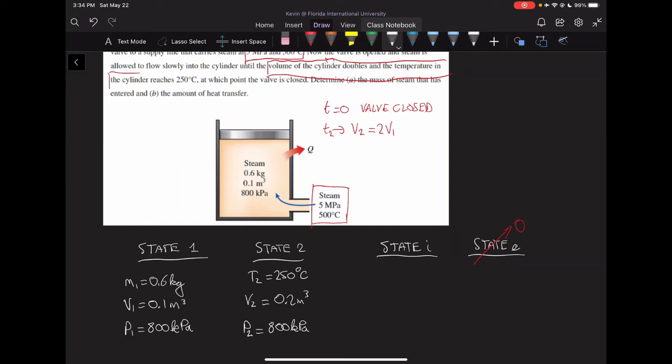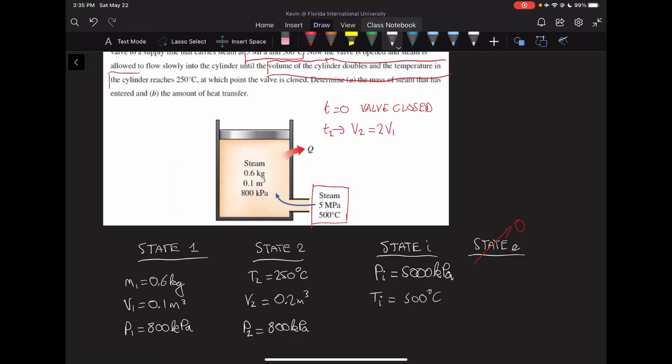Now, at state I, at the inlet, we're told that we have steam coming in at a pressure I equal to 5,000 kilopascals or 5 megapascals. Okay? And we're told that Ti is equal to 500 degrees Celsius. So that's the temperature and pressure of our water coming into our system.